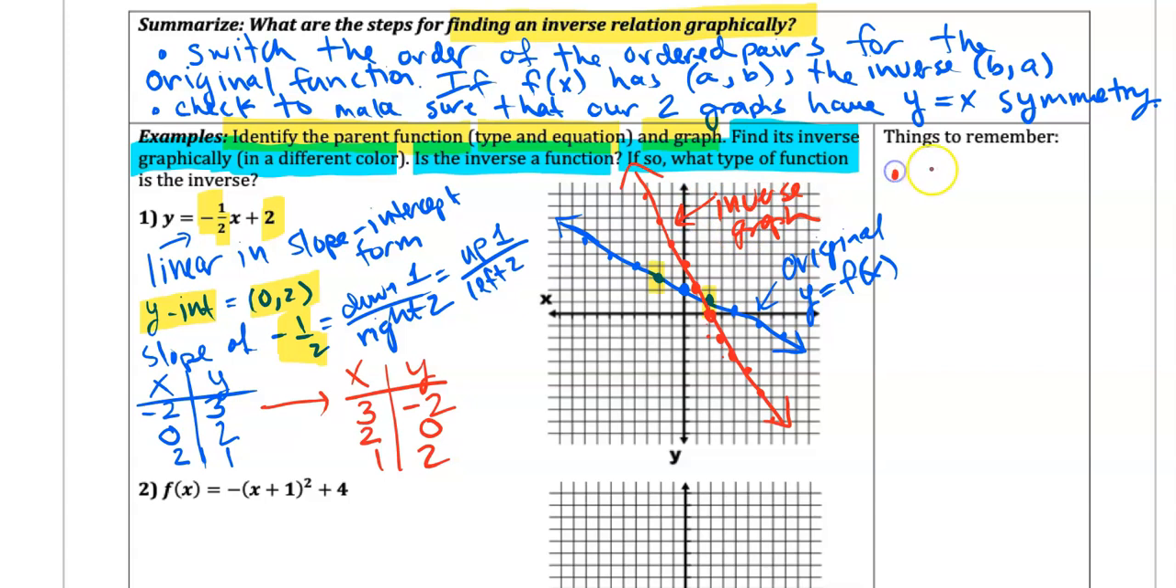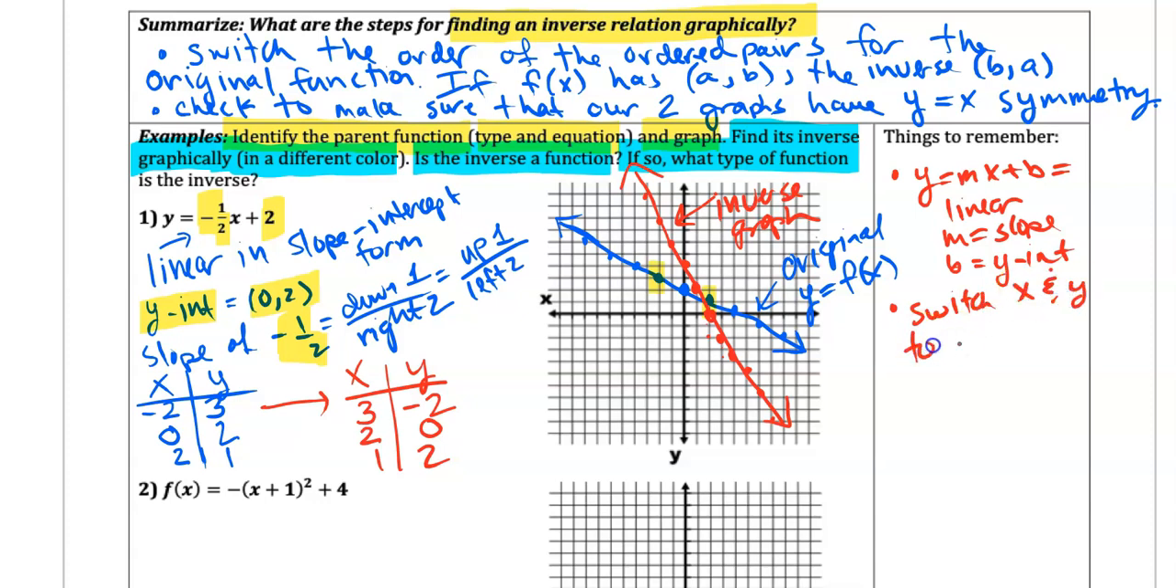So, things to remember: y equals mx plus b is a linear equation, where m is the slope and b is the y-intercept. To get the inverse, switch x and y to graph the inverse. Okay, then I want you to graph the line y equals x, which is basically a diagonal line.